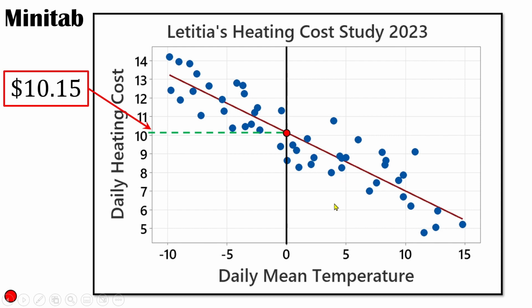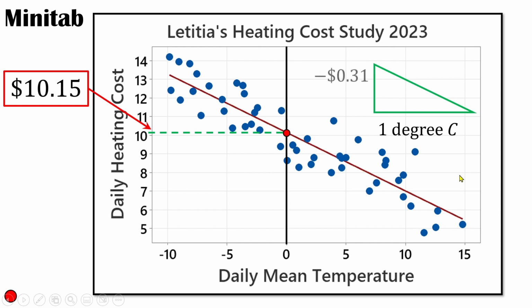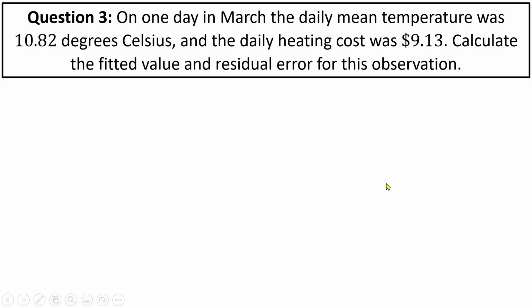Now, what about the slope? Well, usually we just represent the slope with a triangle. And the idea behind the slope is with every 1 degree increase in temperature, we expect to see a decrease in the mean daily heating costs of about 31 cents. Right? You know the slope is negative because the line is going down as you move from left to right. The slope would be positive if the line was going upwards as you move from left to right. Okay, probably everybody already understands that. So let me just continue to the next question.